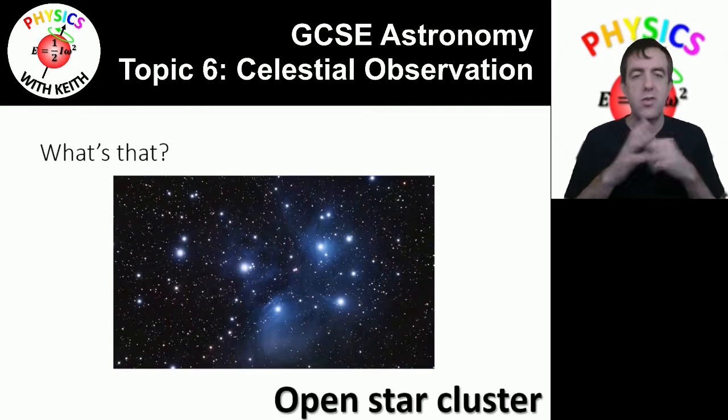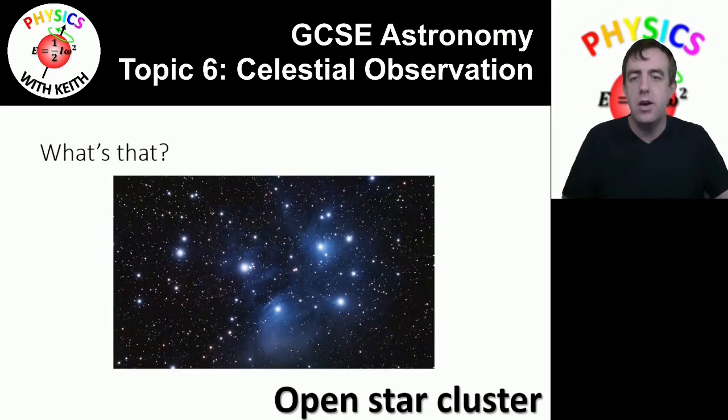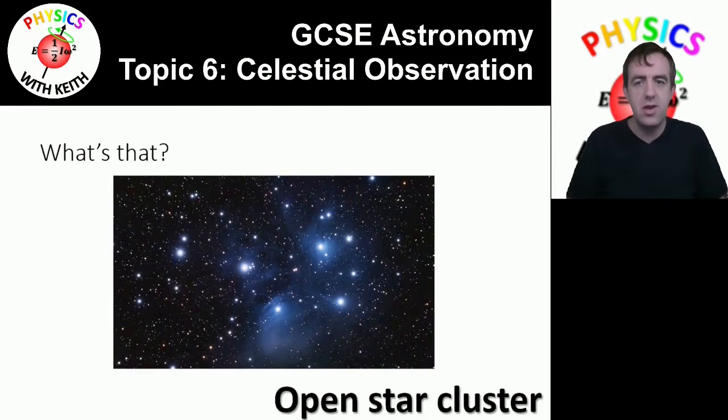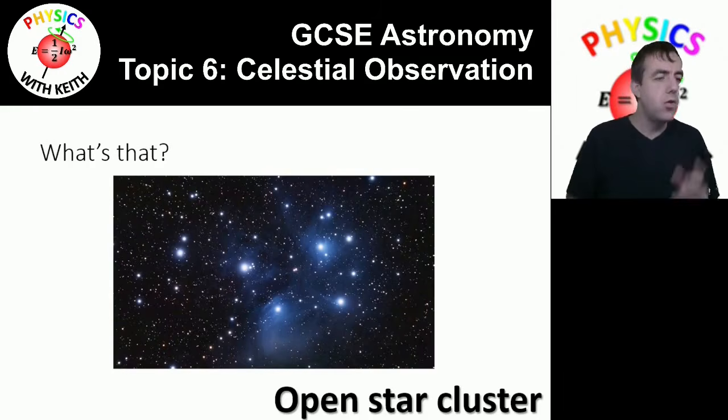Now there are clusters of stars as well, different types of star clusters. So here's an open cluster. This is the Pleiades star cluster. You can see this with the naked eye. It's very, very small, but you can see that there's something interesting. It's not just a few stars, there's a bit of a haze around it as well. It's called an open star cluster because there's no real shape to it.